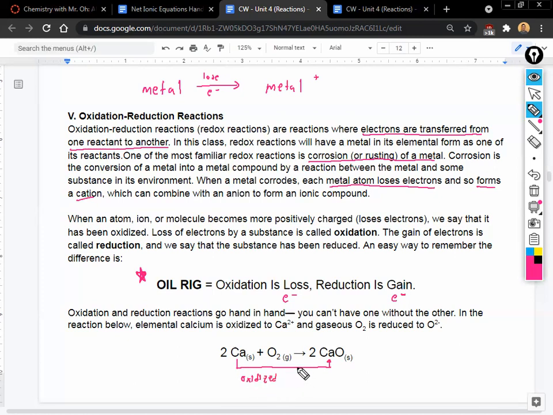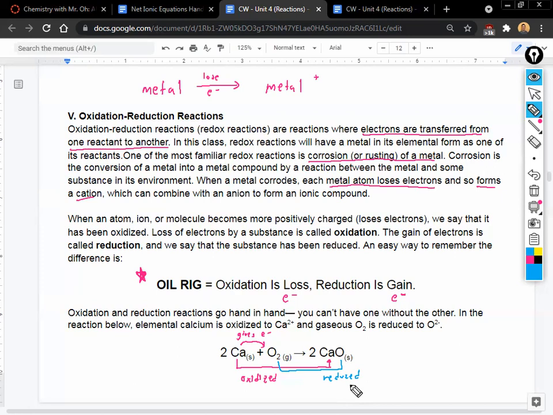Oxidized means it loses electrons. So calcium is basically going to give electrons to the O2. It gives electrons, and so calcium is oxidized. Since O2 is gaining electrons, that means the oxygen is going to be reduced. Just keep that in mind, you have to have both together. Whatever loses electrons is going to be oxidized, and whatever gains electrons is going to be reduced. That's going to be the basis of oxidation reduction.